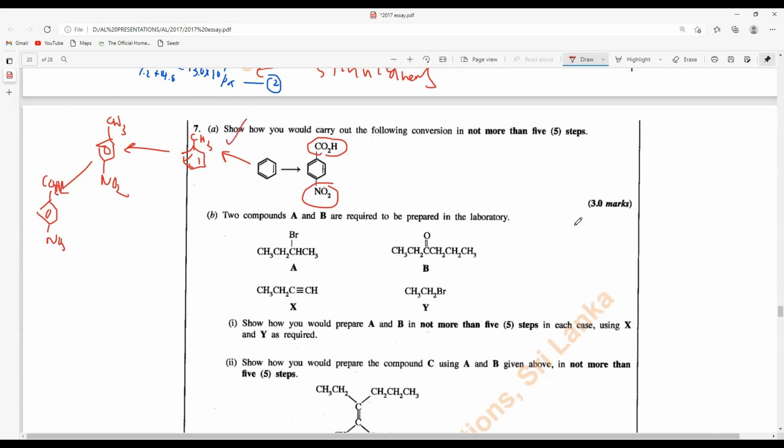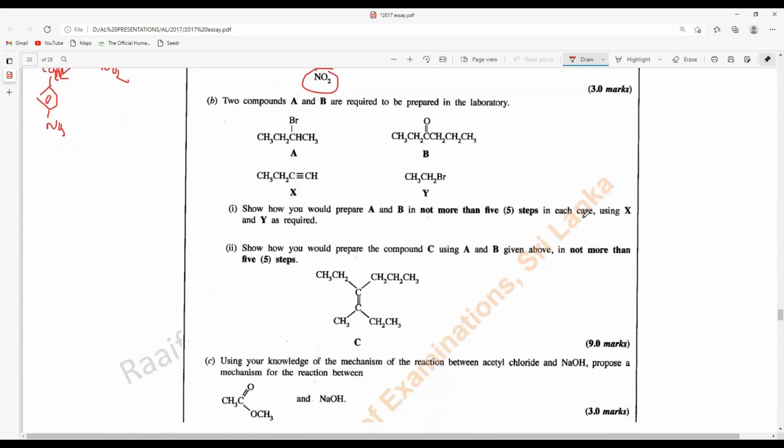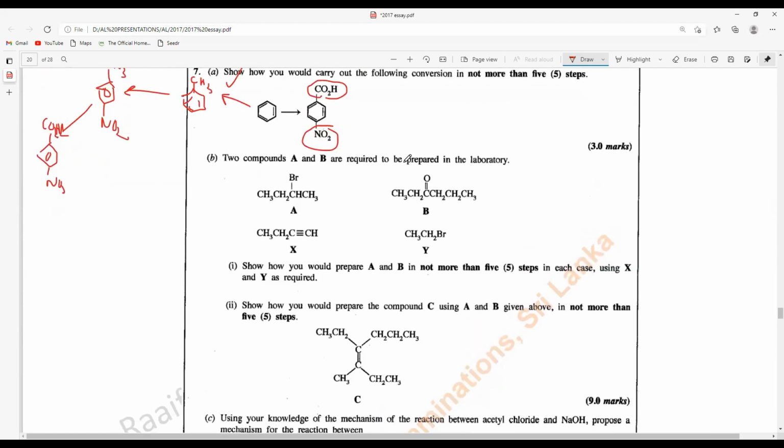This is done, right? So 2 compounds A and B are required to be prepared in the laboratory. So these 2 are the compounds that we have to prepare in the laboratory. Show how you would prepare A and B, not more than 5 steps again, using X and Y as required. So you can use X and Y as many times, but you cannot exceed 5 steps. So let's think about X and A. So 1, 2, 3, 4 carbons, 1, 2, 3, 4 carbons.